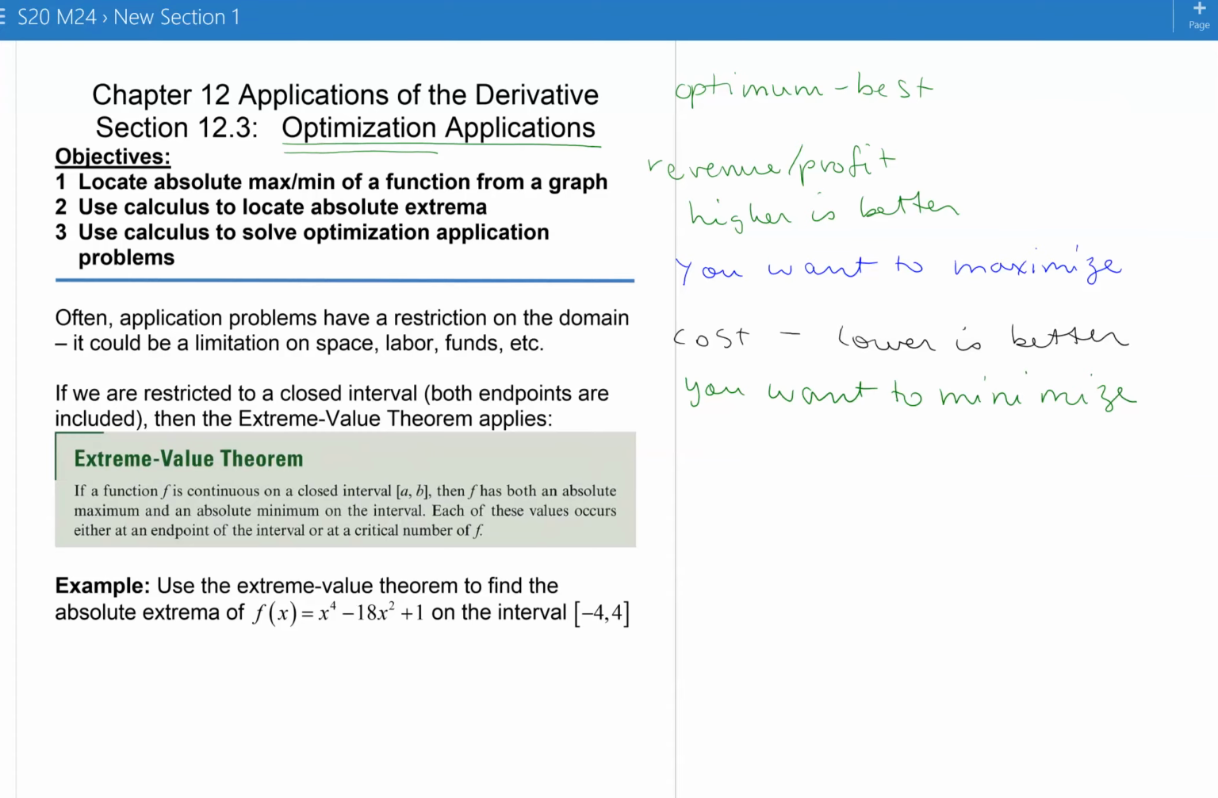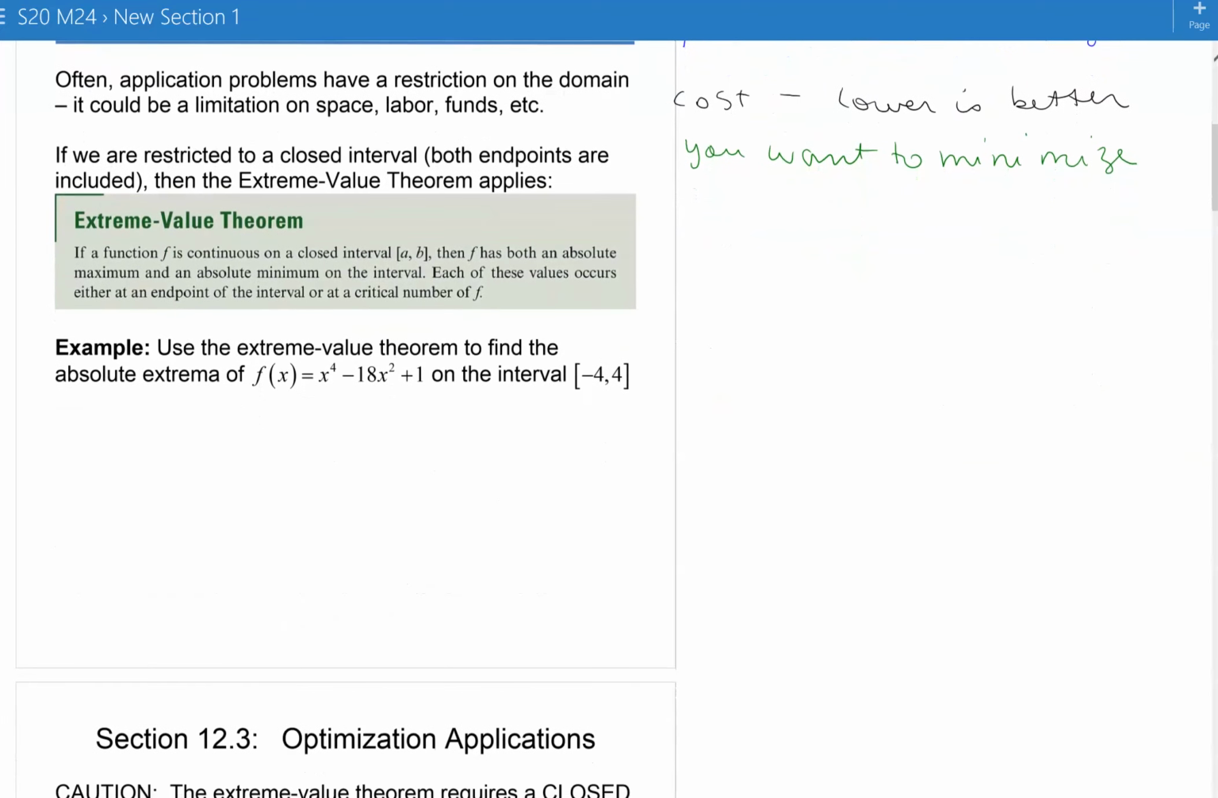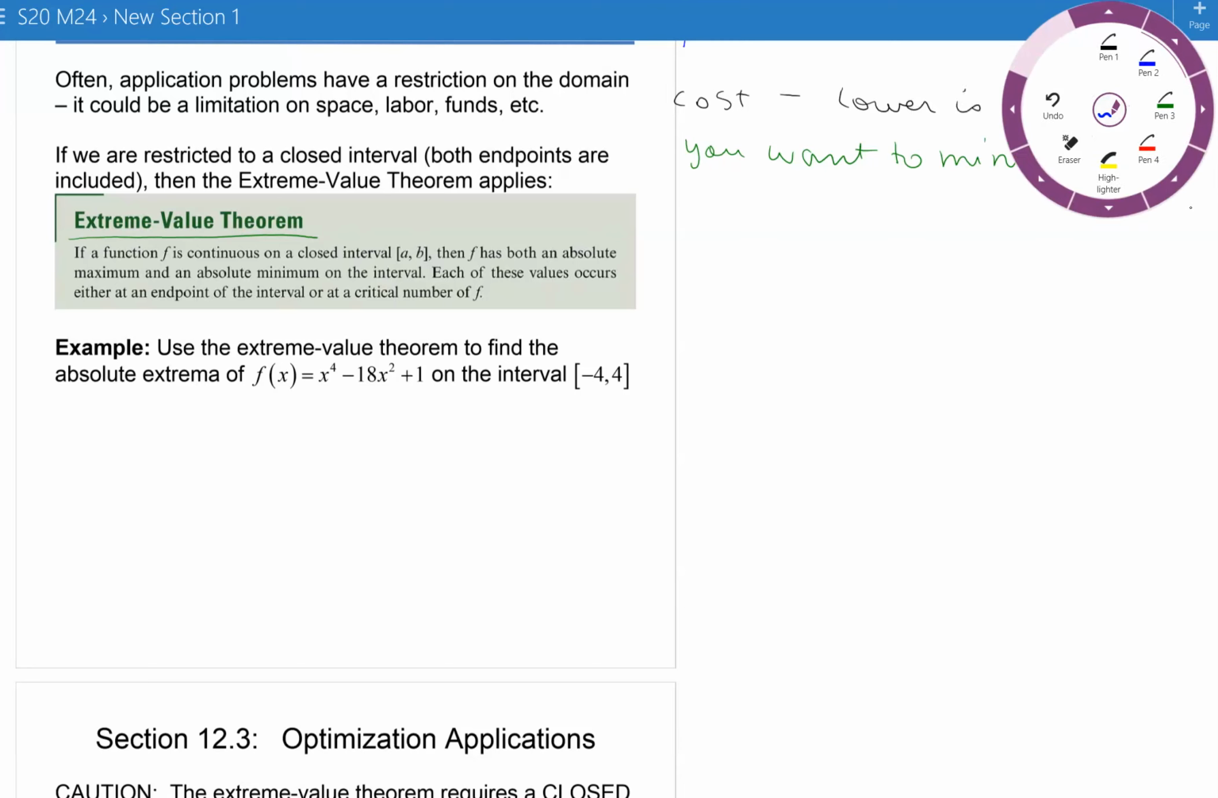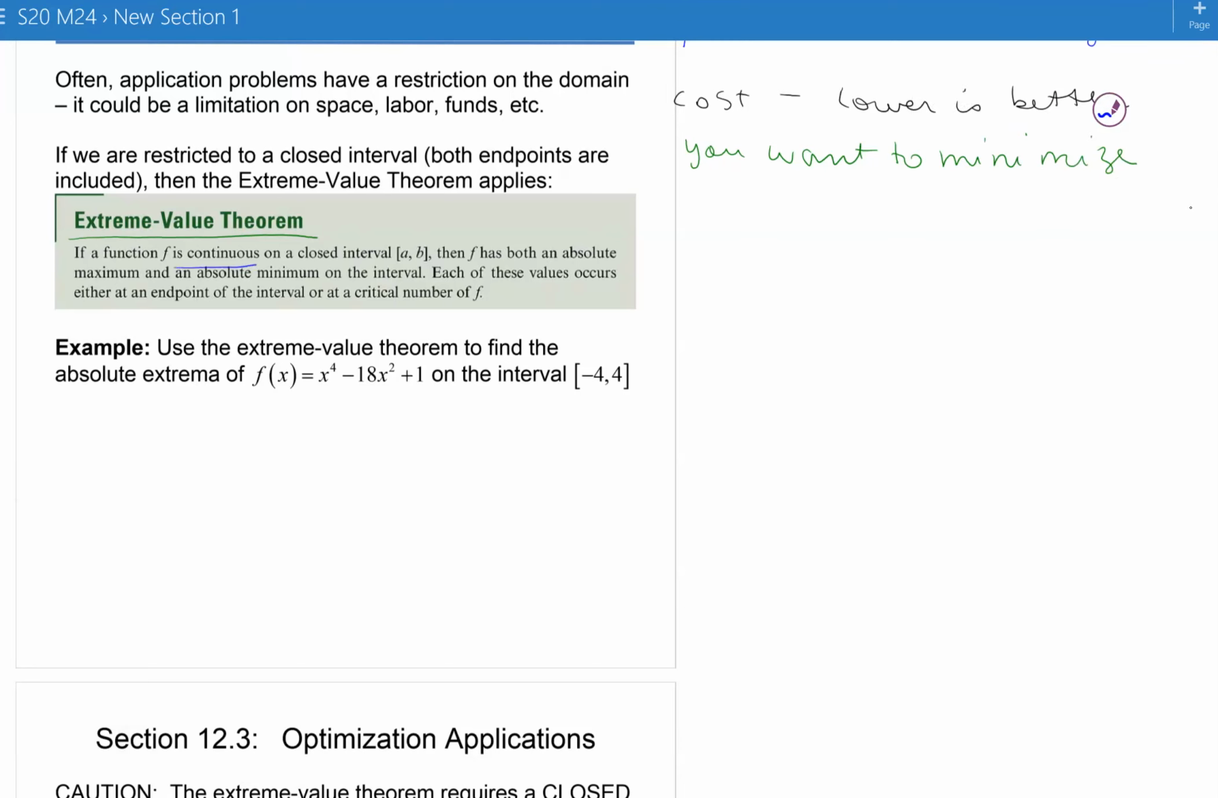So to begin the conversation, we're going to talk about a theorem called the extreme value theorem. And what this gives us is the guarantee that if a function's continuous and we're on a closed interval, then the function has guaranteed both an absolute max and an absolute min.